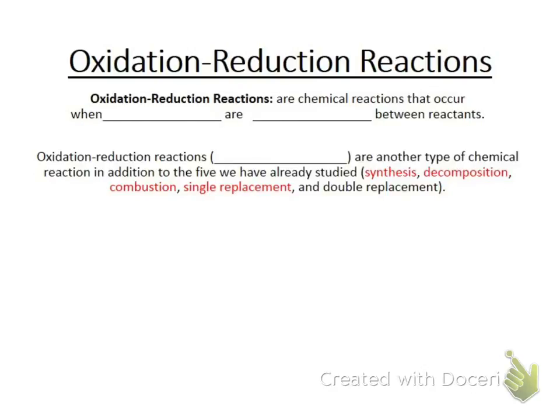But what makes it a redox reaction is when electrons are being transferred between the reactants. So electrons are transferred between the reactants. So we'll actually be exchanging the electrons. Okay?